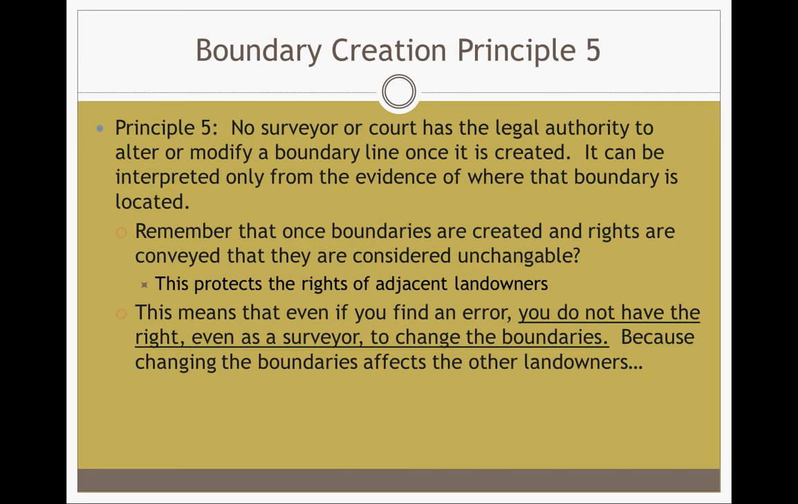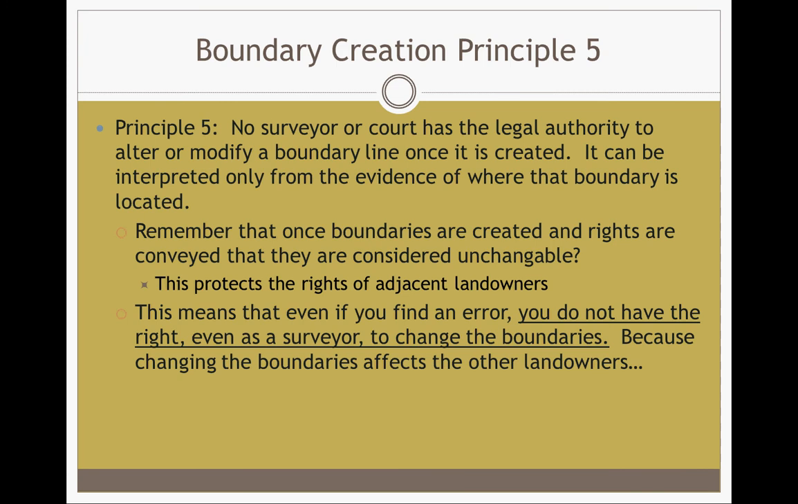Principle 5, no surveyor or court has the legal authority to alter or modify a boundary line once created. It can be interpreted only from evidence of where the boundary is located. Remember, once boundaries are created and rights are conveyed, they are considered unchangeable. Remember we talked about that just a few minutes ago? This protects the rights of adjacent landowners. This means that even if you find an error, you do not have the legal authority of any kind, even as a surveyor, to change the boundaries, because this affects all of the landowners.